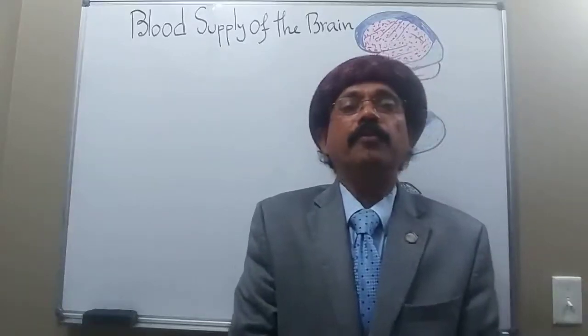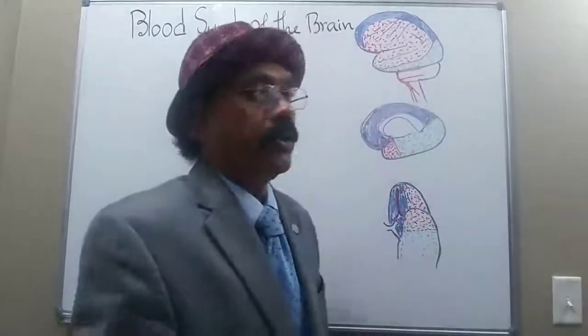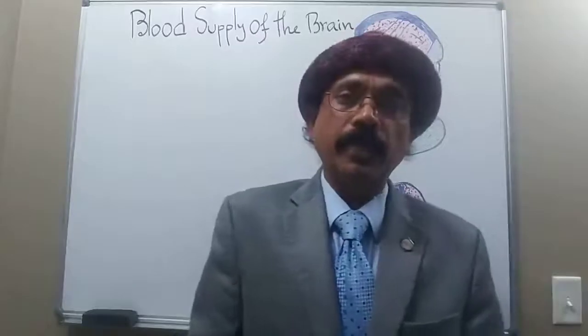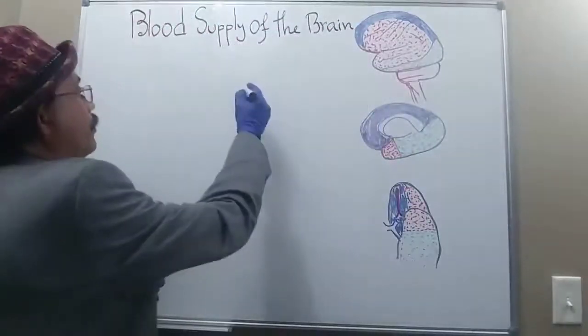Today I will discuss the blood supply of the brain. The brain gets its blood supply from the circle of Willis. You know that the circle of Willis is a structure present at the base of the brain, and it is almost like a heptagon.